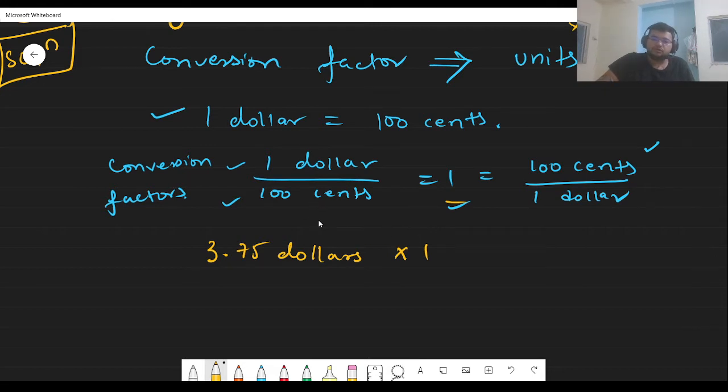Just think for a minute: either you will use this ratio or this ratio. Among both the ratios, which ratio will you use? You can pause the video and think for one or two minutes. I will proceed ahead.